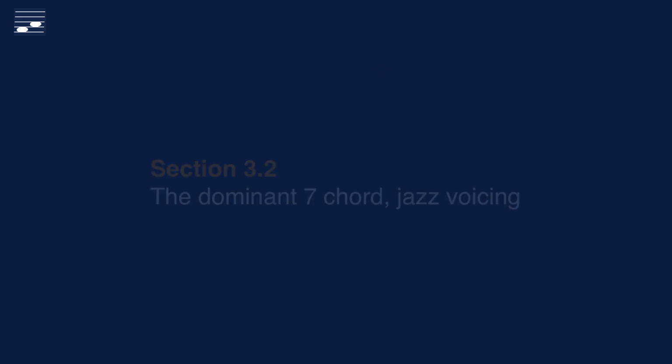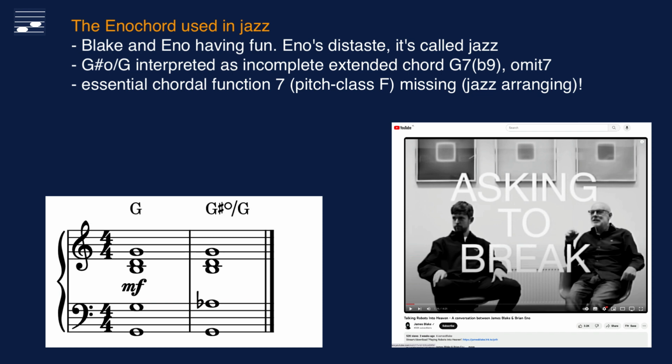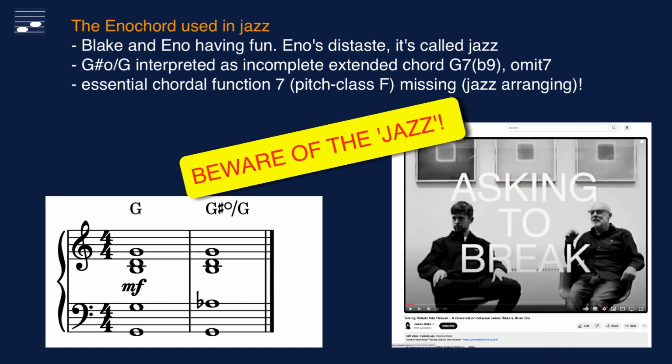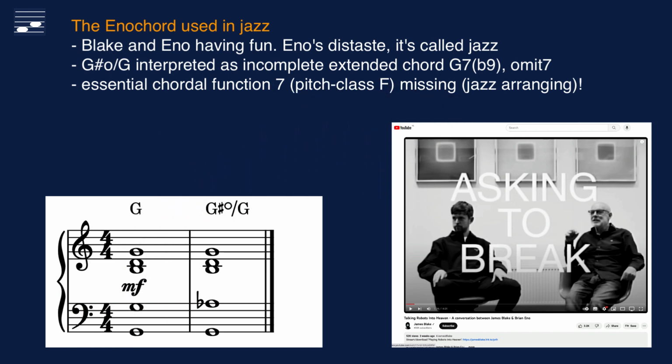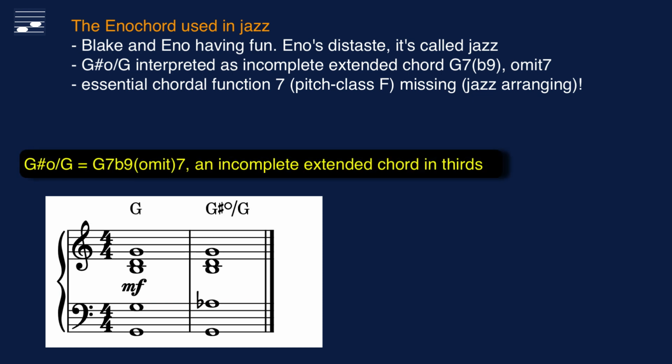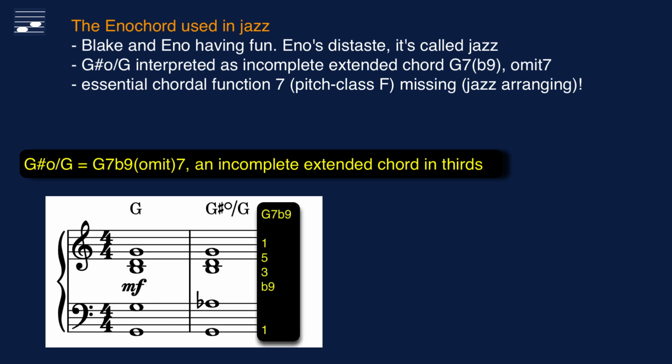As James Blake and Brian Eno discuss the dissonant harmony in a jokingly fashion, the latter mentions that while he dislikes this chord type, he recognizes it as a jazz-style harmony, saying it with somewhat noticeable disdain. Let's think along these lines, and in order to find the next modification, we interpret the Eno chord as an incomplete extended chord. The G-sharp diminished triad over G in the bass is equivalent to the G7 flat 9 chord, but with the characteristic minor 7 over the bass omitted.